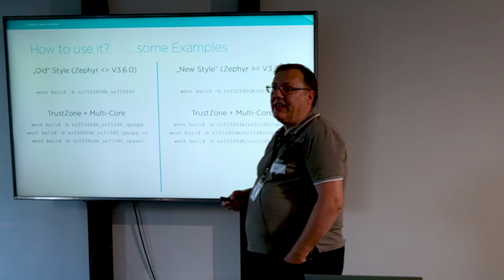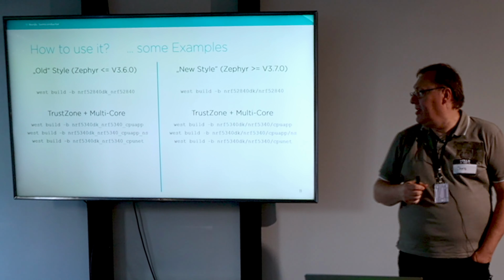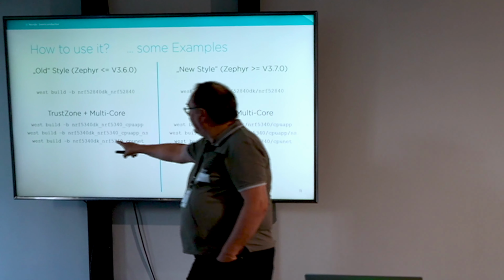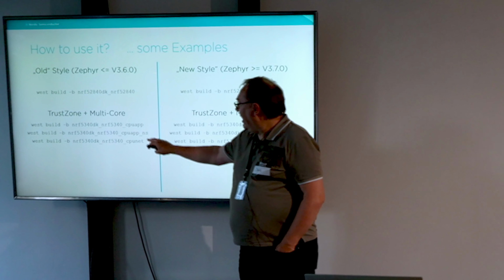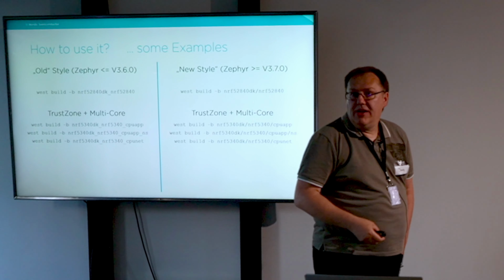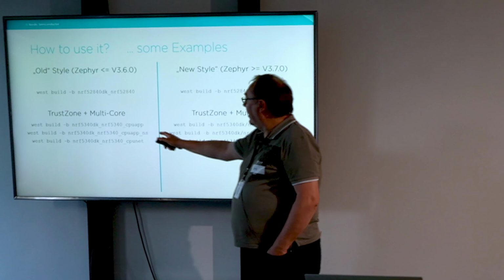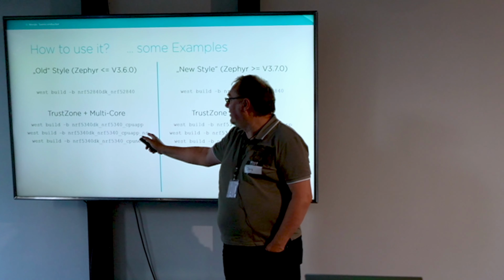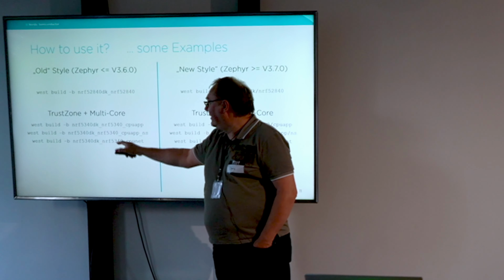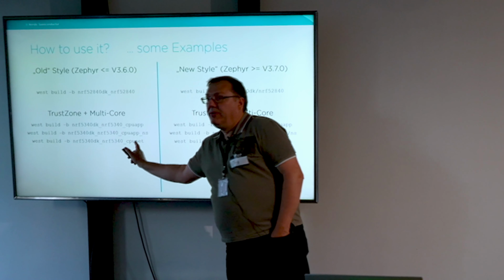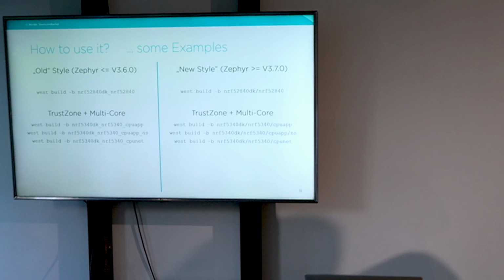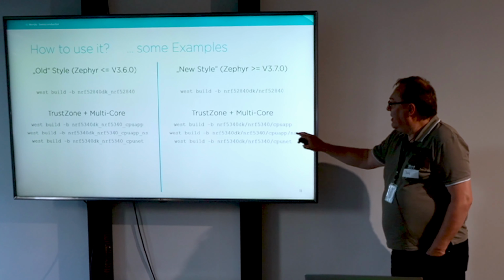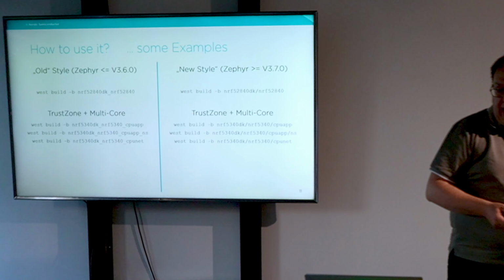So TrustZone examples, how TrustZone is used. I've used here the 5340 DK, and I have 3 definitions. First of all, the secure domain on the application core, the non-secure domain on the application core. And since this is a dual core, we have also a network core, which does not support TrustZone. Because of that, there is no NS version for that. And the new definition would basically look like this.